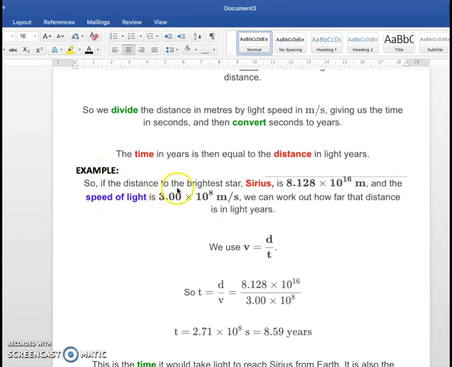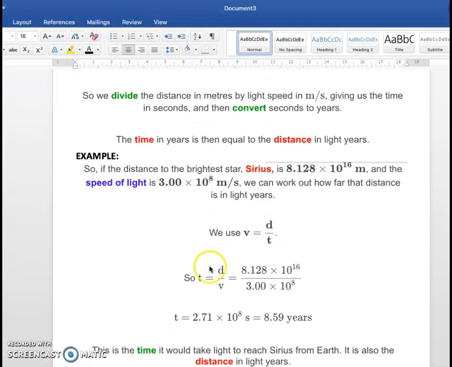So if the distance to the brightest star, Sirius, is 8.128 times 10 to the 16 meters, and the speed of light is 3 times 10 to the 8 meters per second, we can work out how far that distance is in light years. So we're going to use this formula. We know the velocity and we know the distance. We're working out time in seconds.